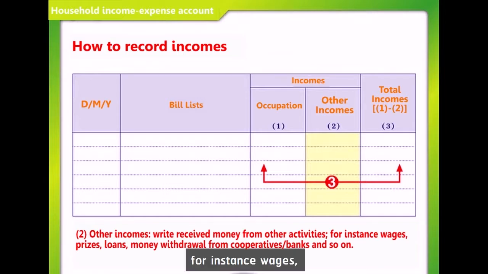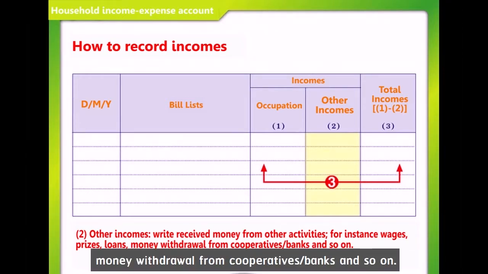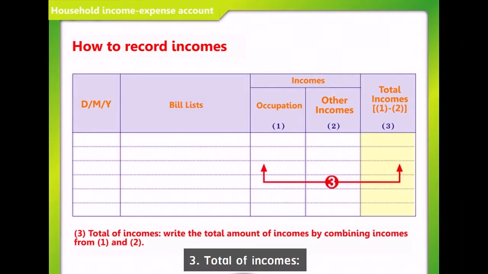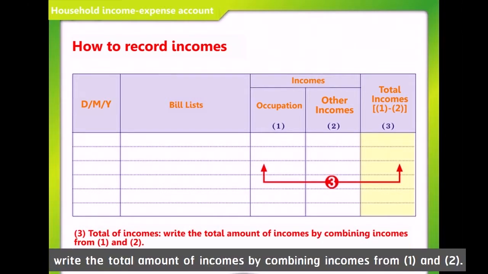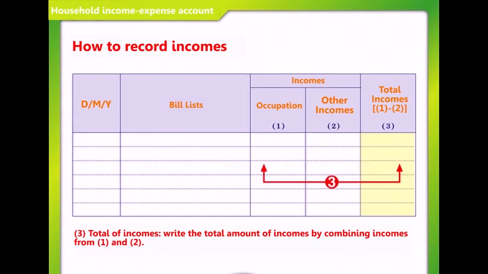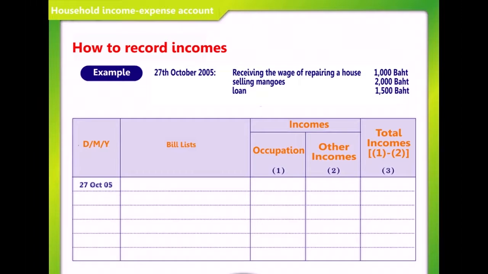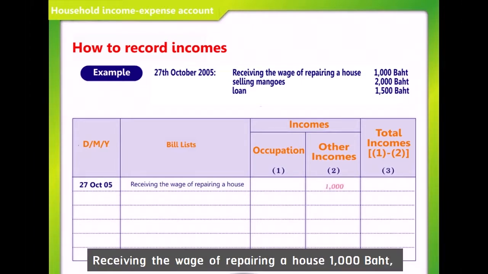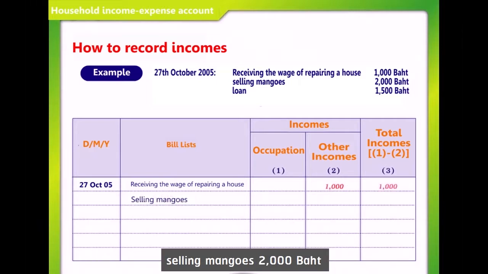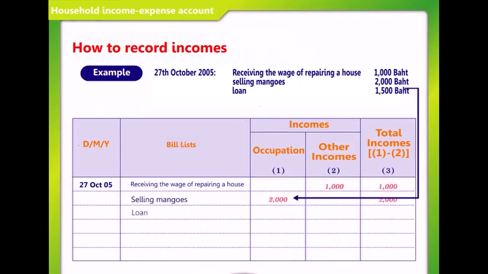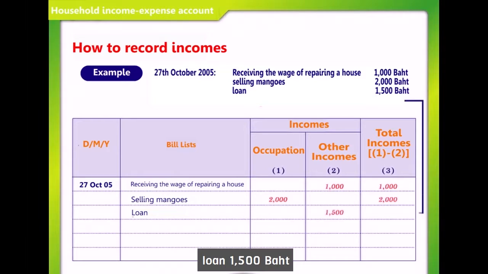For instance, wages, prizes, loans, money withdrawal from cooperatives, banks, and so on. 3. Total of incomes. Write the total amount of incomes by combining incomes from 1 and 2. For example, on the 27th of October, 2005, receiving the wage of repairing a house, 1,000 baht, selling mangoes, 2,000 baht, loan, 1,500 baht.